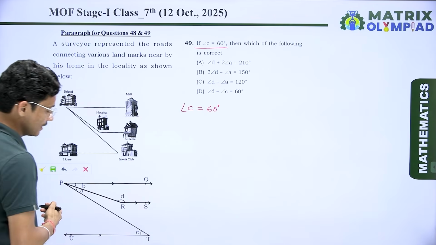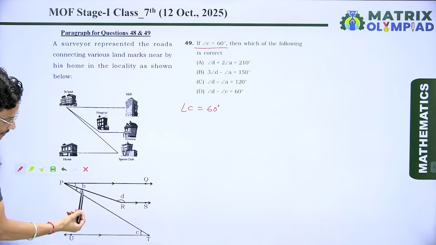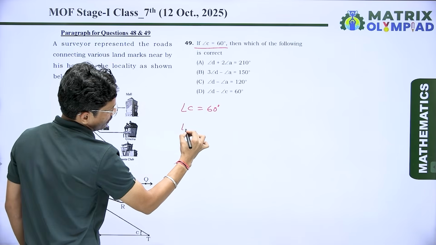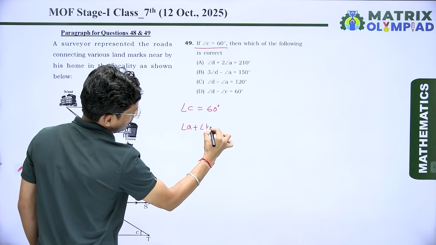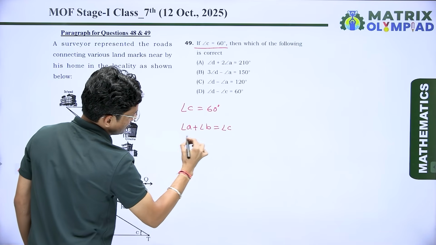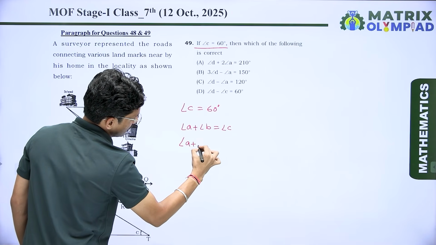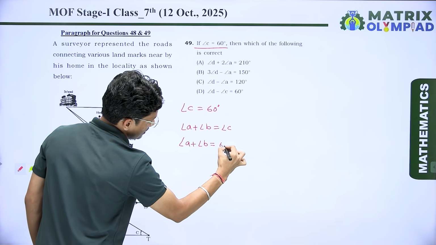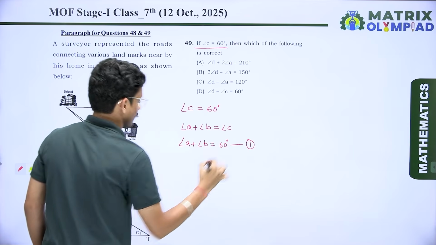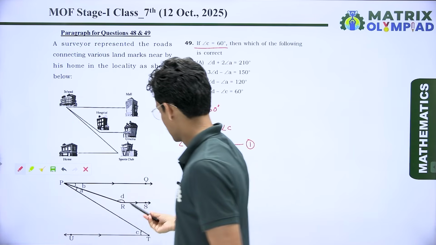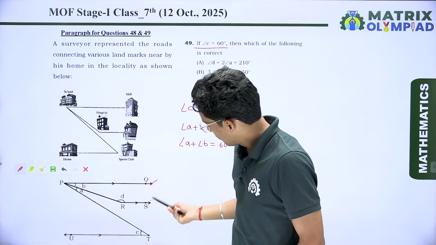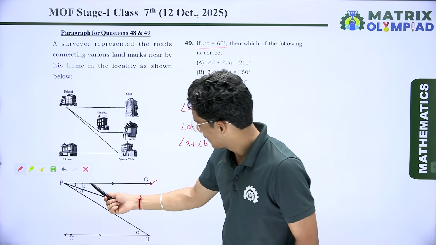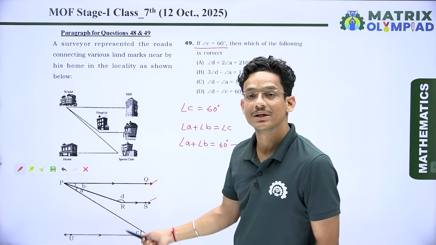So here we can say that the sum of angle A plus B is equal to angle C. It means the value of angle A plus the value of angle B is equal to 60 degree, condition number 1. Again, we know these are parallel lines, and in parallel lines the sum of interior angles is equal to 180 degree.